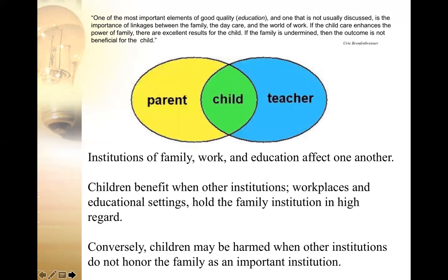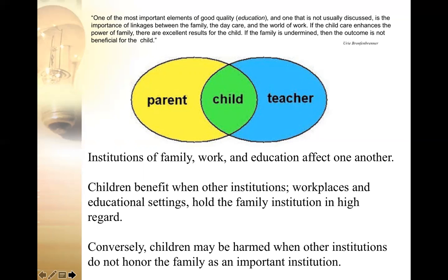All right. So one of the most important elements of good quality education, and one that is not usually discussed, is the importance of the support of the parent, the child, and the teacher or the daycare provider, and the world of work. If the child care enhances the power of family, there are excellent results for the child. If the family is undermined, then the outcome is not beneficial for the child. So these institutions of family, work, and education affect one another, right?